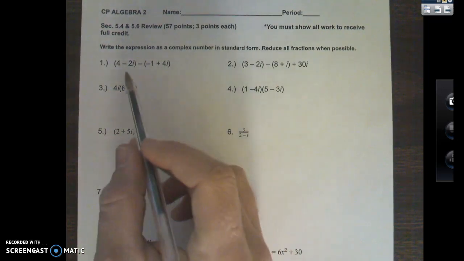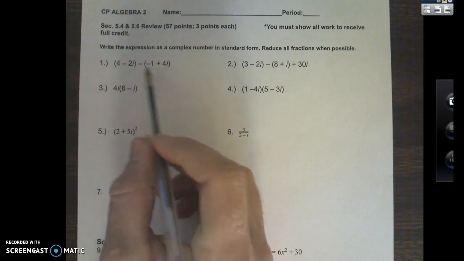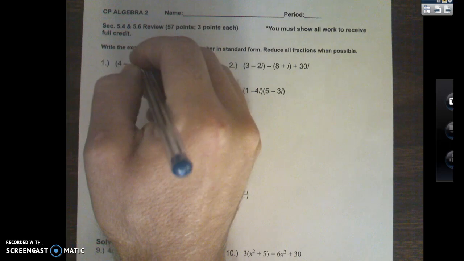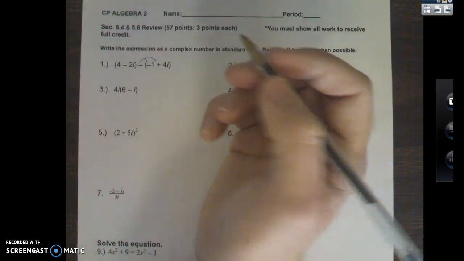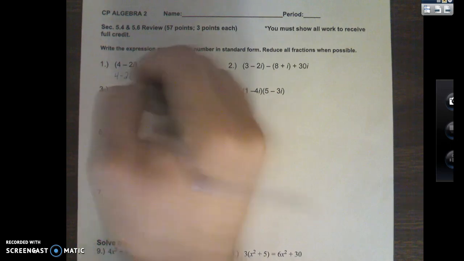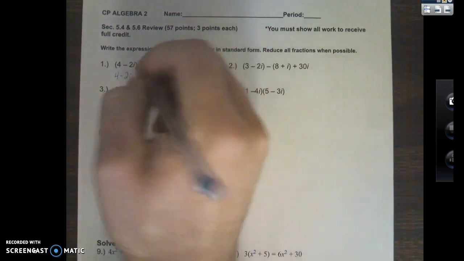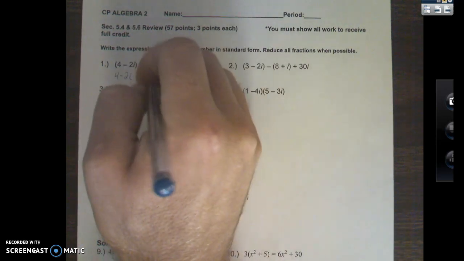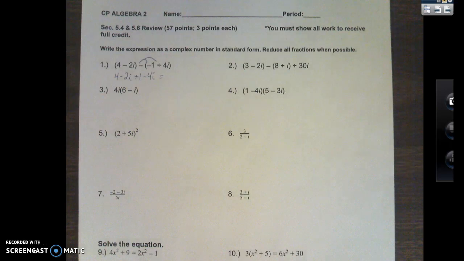The first one we have here is a set of complex numbers minus another set of complex numbers. Well, this minus sign can get distributed in. The first one stays the same, 4 minus 2i, but that minus 1 now becomes a plus 1, and that plus 4i becomes a minus 4i. So I want to combine like terms.